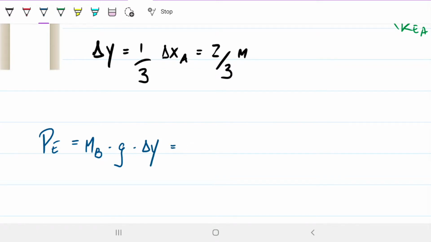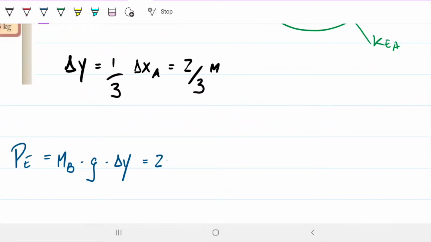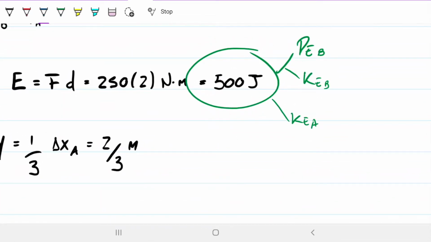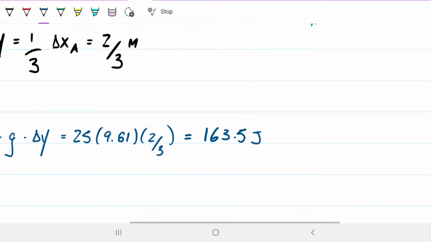So what's the mass of B? 25. So 25 times 9.81 times the 2/3. Okay, and this is acceleration here. This is mass here. So this is force, Newton, and this is distance, meters. So Newton times meters, that's a joule as well. So this ends up being about 163.5 joules. Okay, so from our 500 joule bank that we had initially, 163.5 are going to our potential energy.